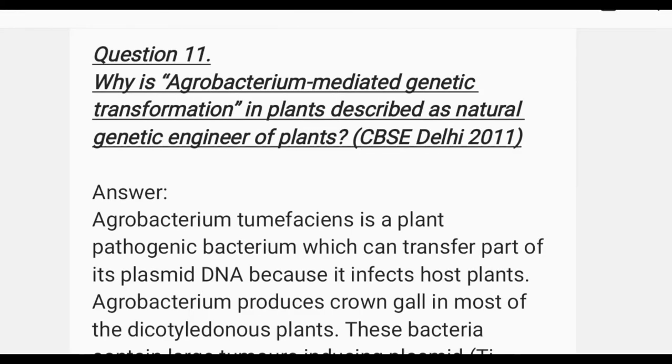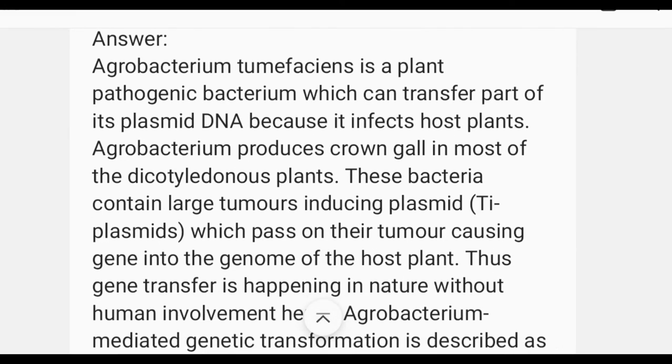Question 11. Why is Agrobacterium-mediated genetic transformation in plants described as a natural genetic engineer of plants? So the answer is, Agrobacterium tumefaciens is a plant pathogenic bacterium which can transfer part of its plasmid DNA when it infects the host plant, and you can explain the proper procedure.